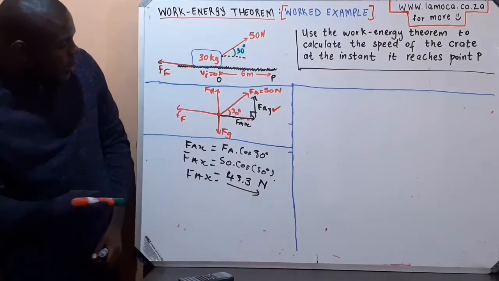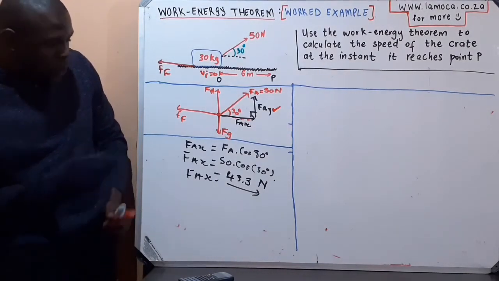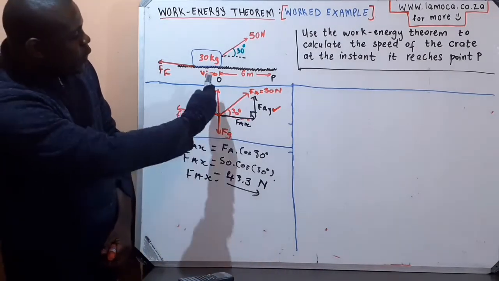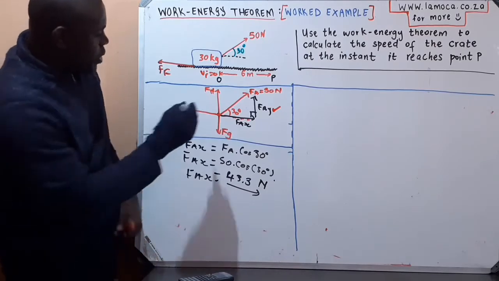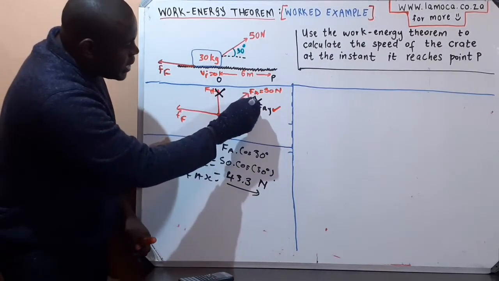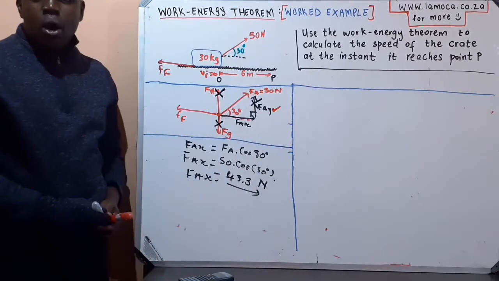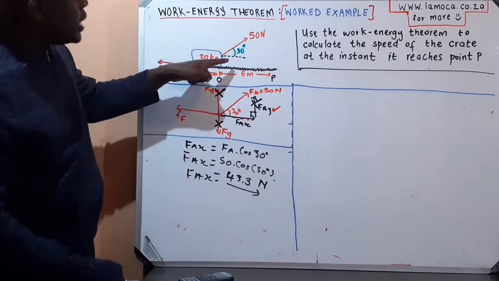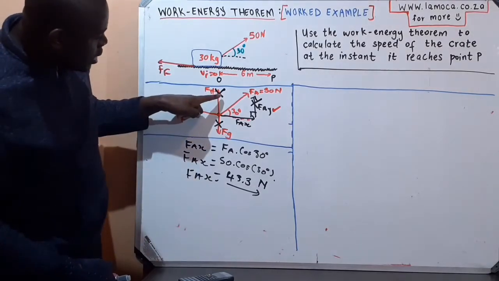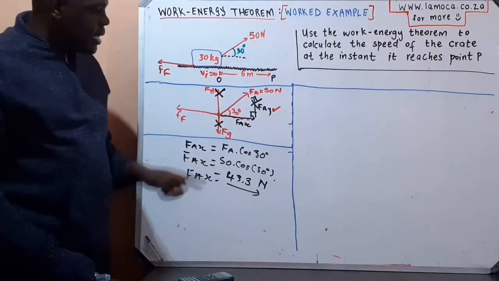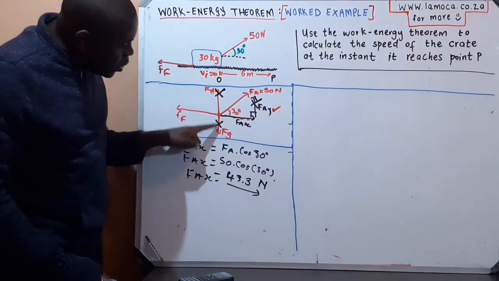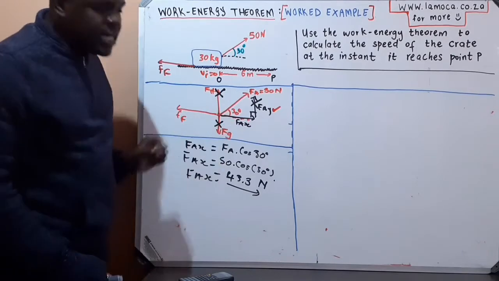Let's look at this. The next thing I'm going to look at is that if this object is moving horizontally from O to P, the normal force, the gravitational force, and the vertical component of the applied force, all of these 3 forces are perpendicular to the displacement. It means the angle between each of these forces and the displacement is 90 degrees.